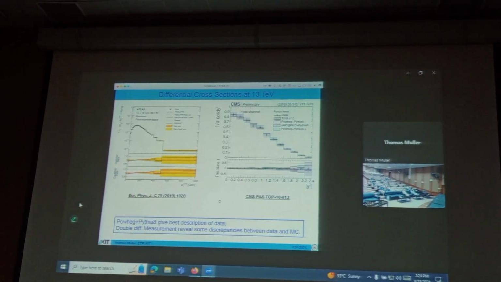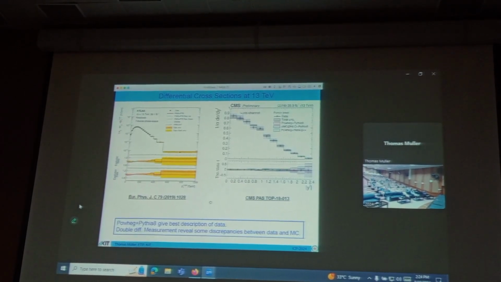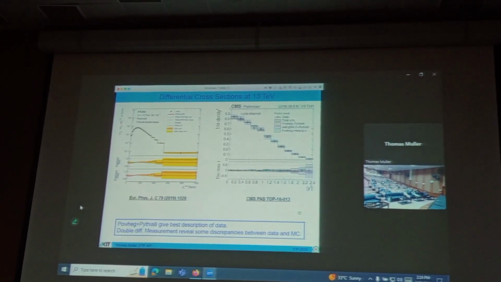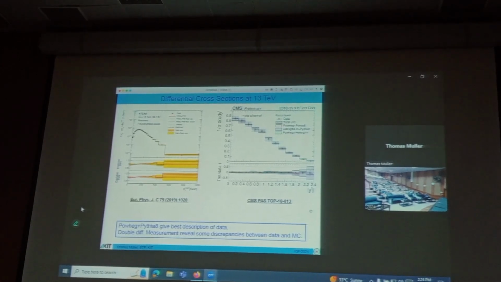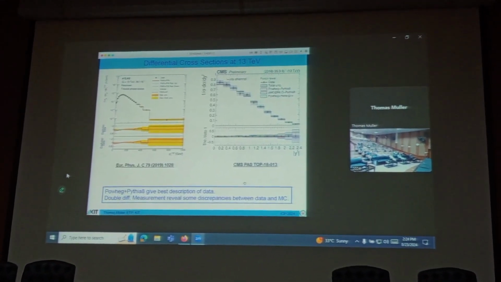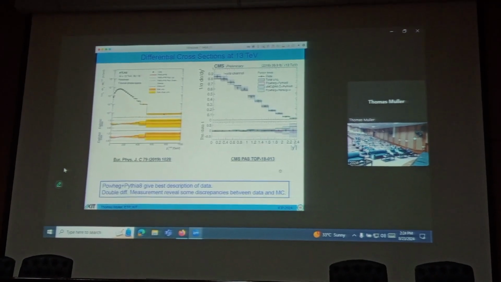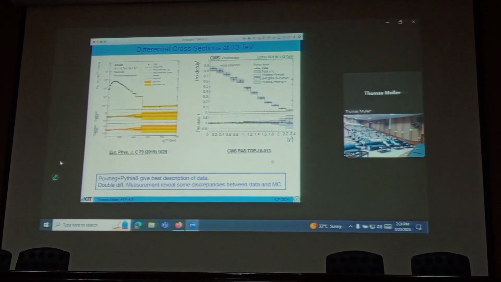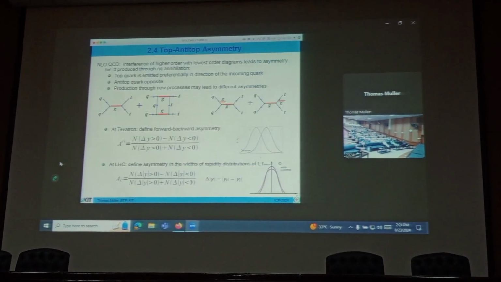Double differential means you subdivide the data sample into two different entities like rapidity, pT, or whatever. Now you can subdivide those data, and then you can have distributions again.